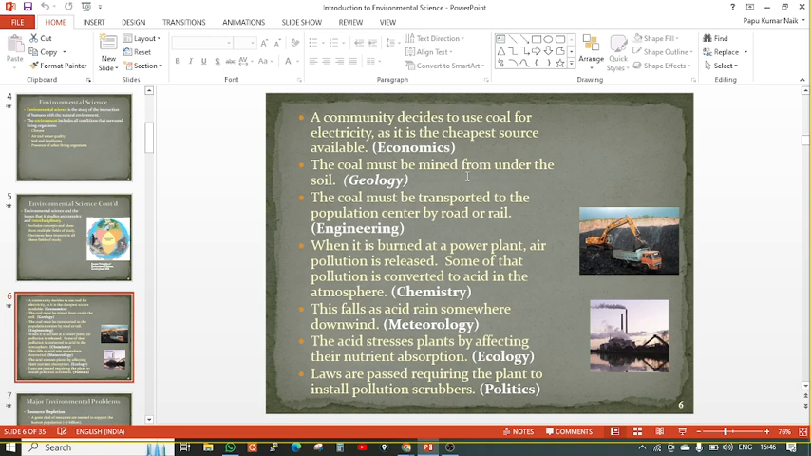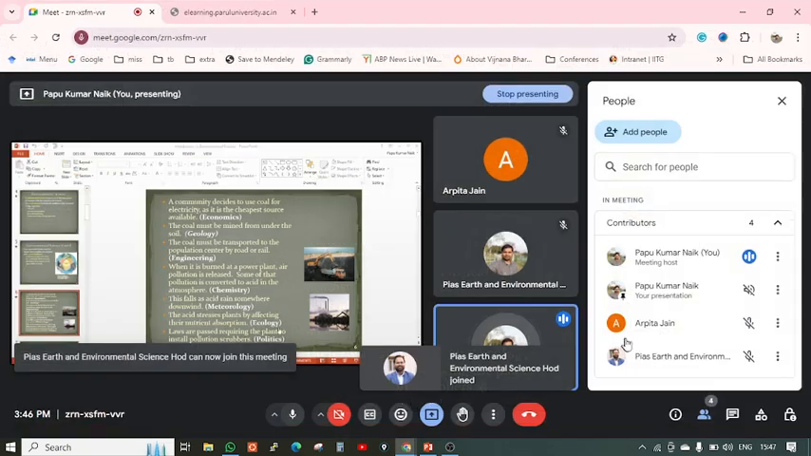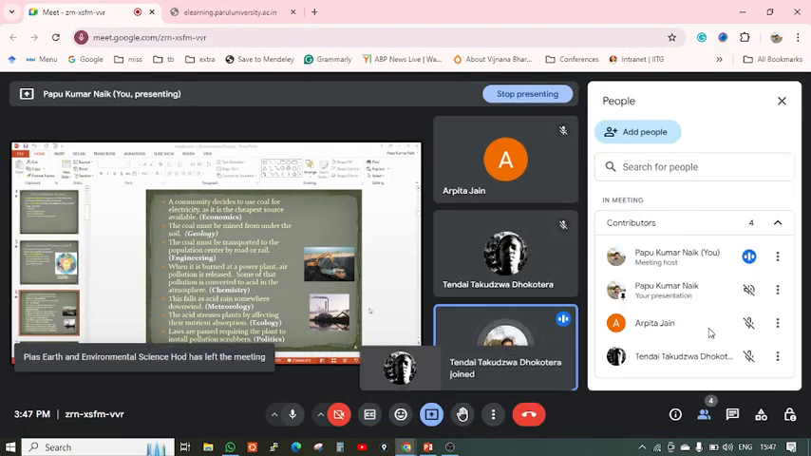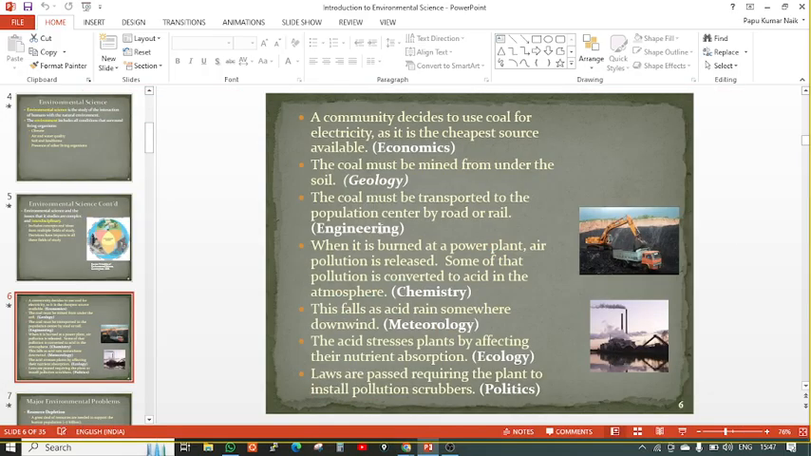This falls as acid rain somewhere downwind, so meteorology, weather, is also involved there, and it stresses plants by affecting their nutrient absorption, so ecology is involved. Laws are passed to control air pollution, so politics is also involved there. So all of these are involved in coal mining. Coal mining is related to all of these things.